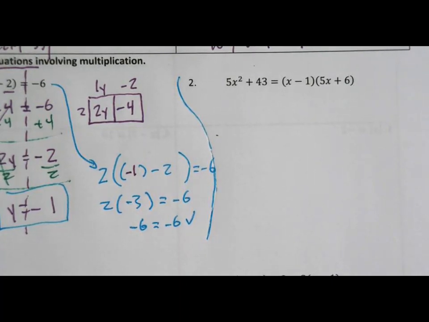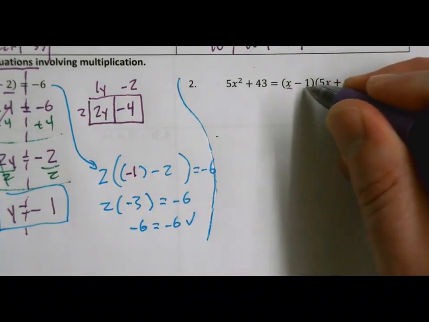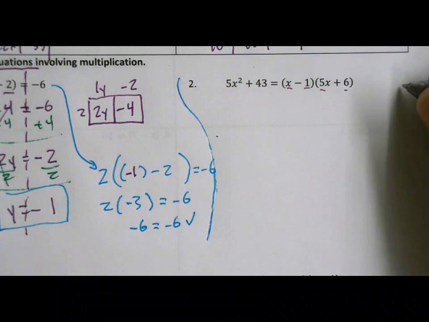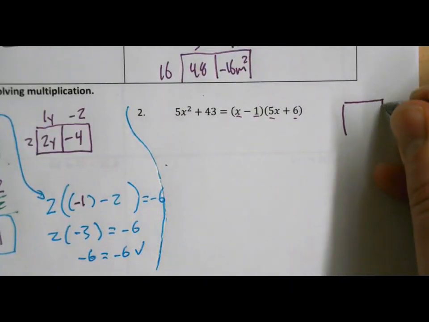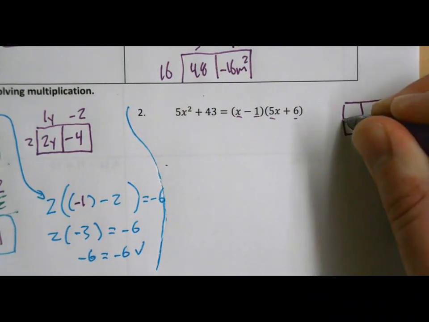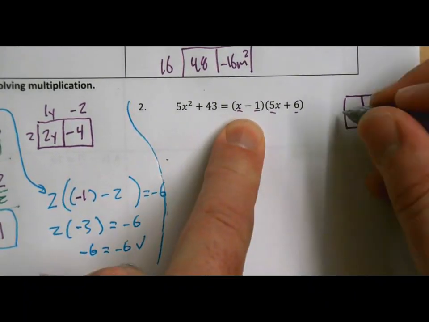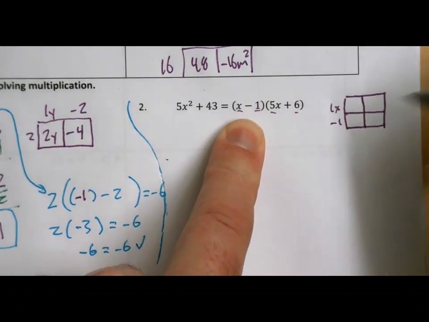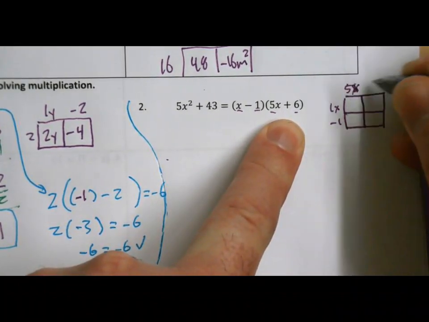Step one is parentheses. Do you see parentheses? I do too. I see a couple parentheses over here. They both have two things on the inside. So let's set up some side work over here. I'm going to get my 2 by 2 box going. I have to write kind of small. What do I got? I got a 1x and a negative 1. I got a 5x and a 6.